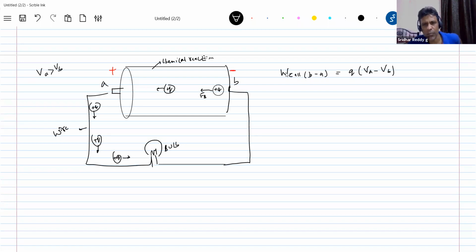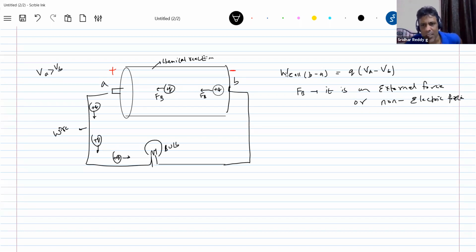And look at this force. This battery force is an external force. It's not an electrostatic force. It's not an electric force, or rather a non-electric force. You know electrochemistry; from there I am bringing all this concept.